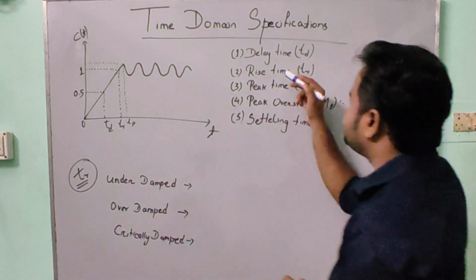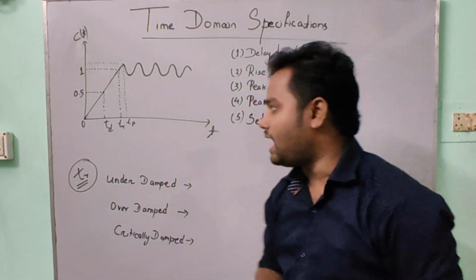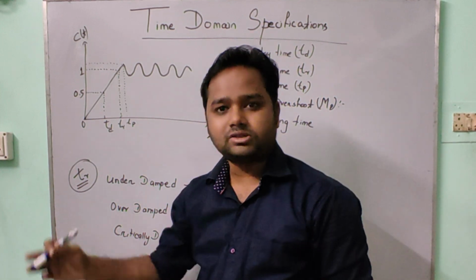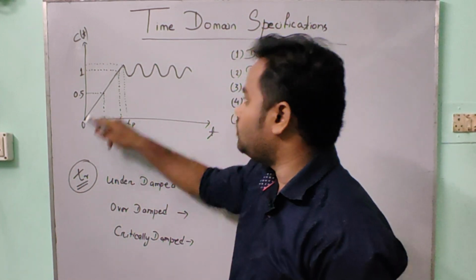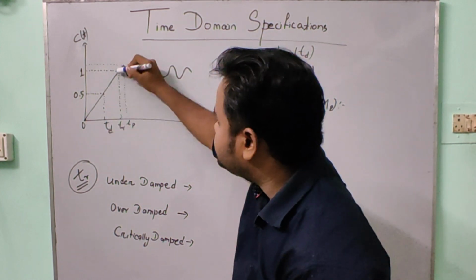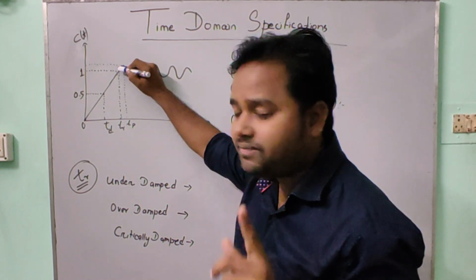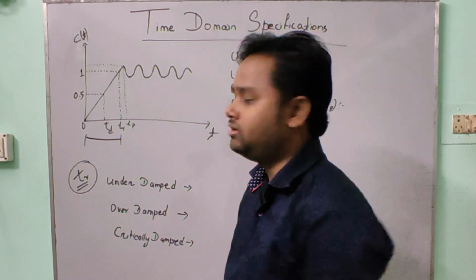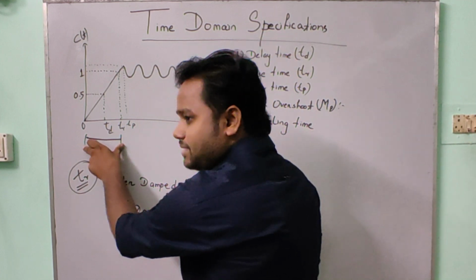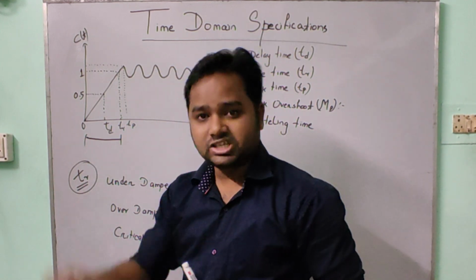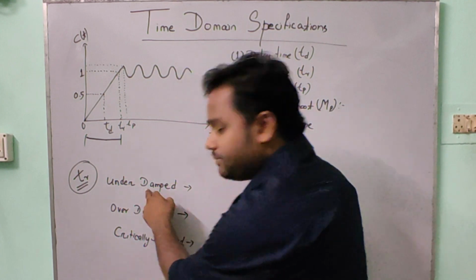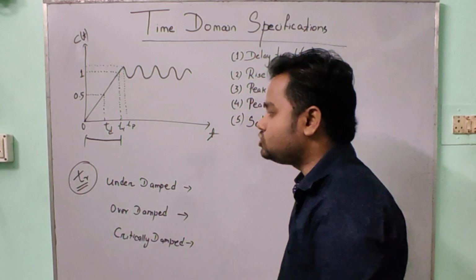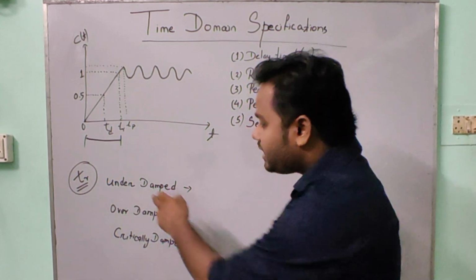Next, second point is rise time, that is TR. Rise time means, in the same manner, going from 0 to 100%, but the very first time. From 0 to 100%, from this point to this point, to achieve this value for the very first time, the time required is from 0 to TR. This is the rise time. And this rise time changes for various systems. If the system is under damped, its value is different. Over damped, it is different. Critically damped, it is also different.